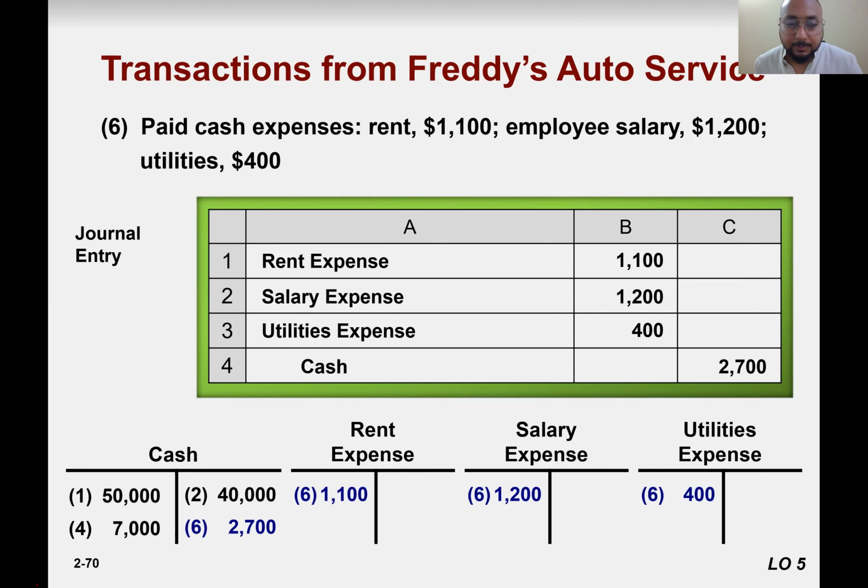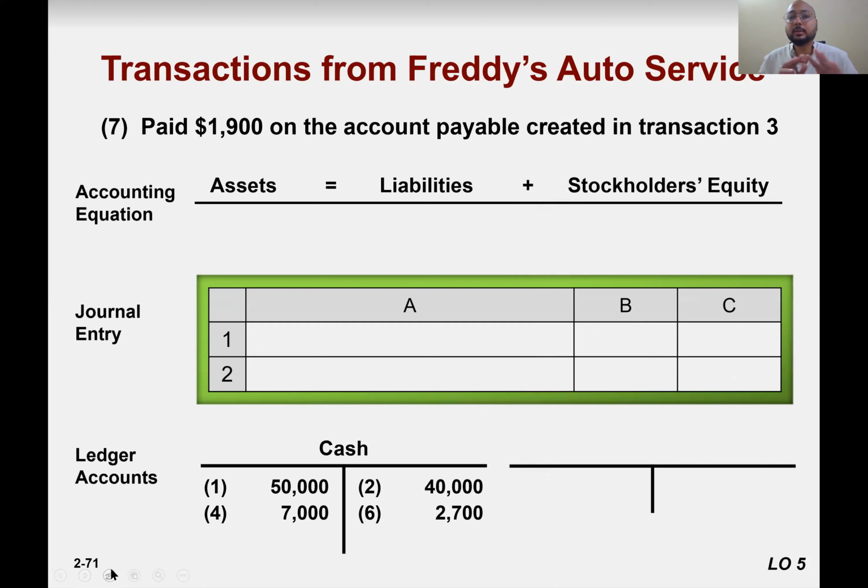Well done. So now I think this shouldn't be a problem with you. They say: paid 1900 on the account payable created in transaction 3. You can refer to transaction 3 as well, but this transaction is self-explanatory. Paid 1900 on account payable. So which two accounts are going to hit? Now you guys need to tell me. Which two accounts?